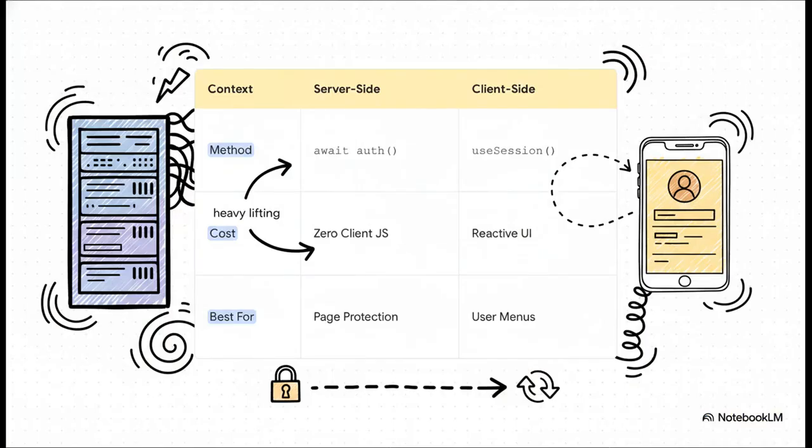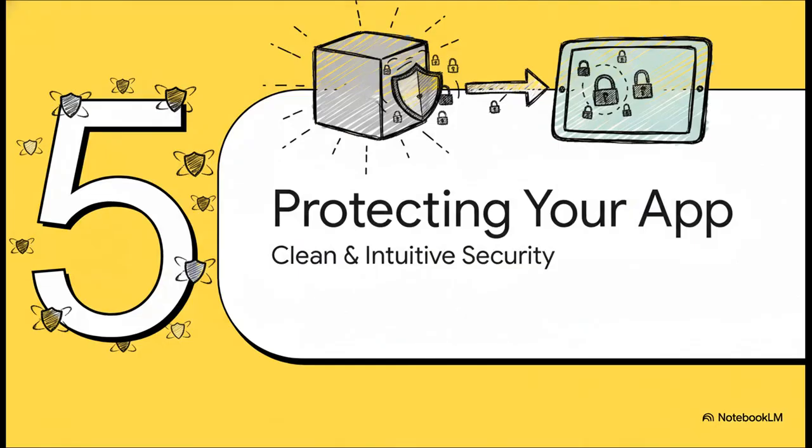Now, what's really interesting about this slide is how clean the separation is. On the server, in your pages, your layouts, your actions, you use await auth. This costs the user's browser absolutely nothing in terms of JavaScript, and it's perfect for security checks. Then, on the client side, for stuff like a little user menu that needs to update when someone logs in, you use the useSession hook. So server for the heavy lifting, client for the interactive UI. Simple as that. So now let's see how this awesome pattern actually plays out in the code.